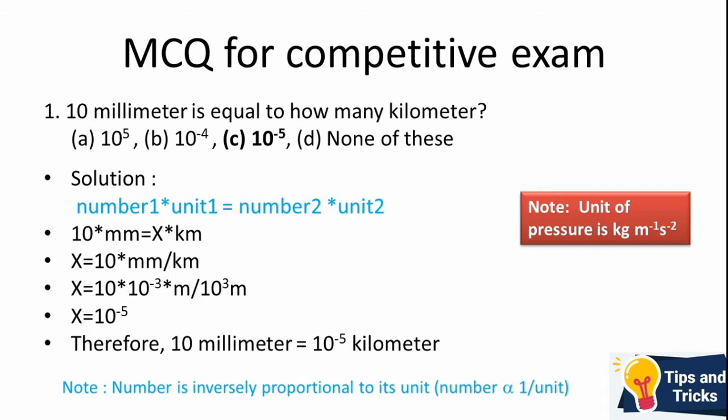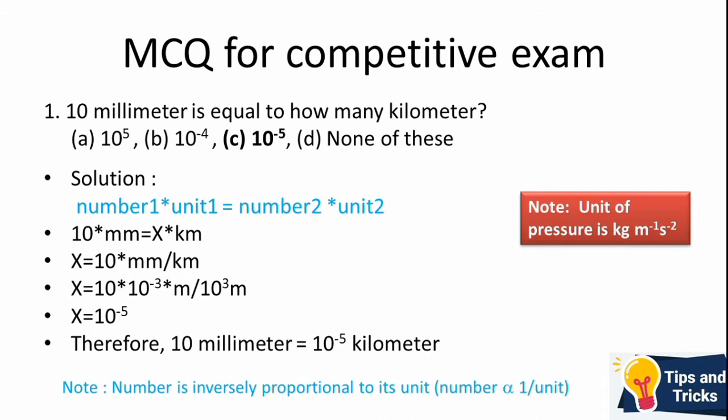We know that a measurement has a number and a unit, and the number is inversely proportional to its unit. So we can frame a formula: number 1 into unit 1 is equal to number 2 into unit 2. The next step is we write 10 into millimeter is equal to x into kilometer, where x is an unknown number in kilometer unit. Now we need to find x. Therefore x is equal to 10 into mm divided by kilometer.